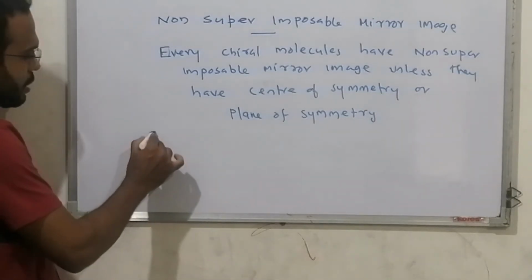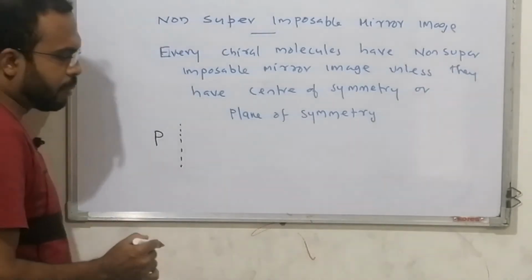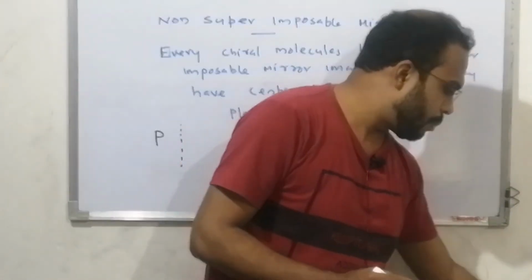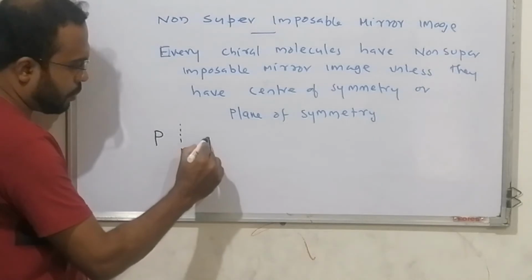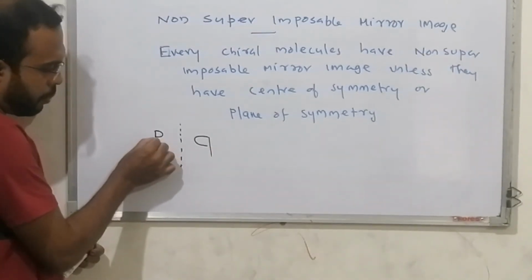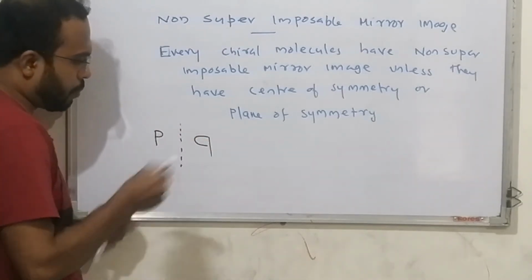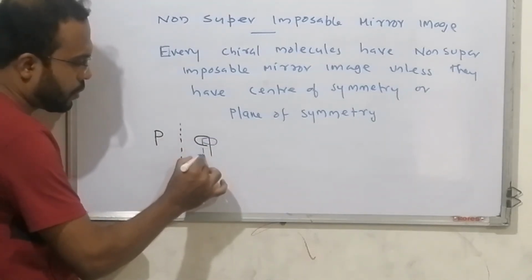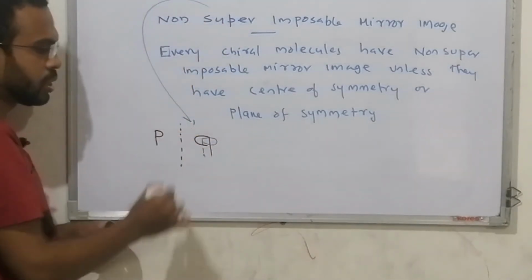I will tell you one simple example. Suppose you write P. You have a mirror here. How will the P be observed in the mirror? Tell me. Suppose this is a mirror. This is the P. Now you pick the P from here and bring it like this. It will be a non-superimposable mirror image. Therefore, this is called a non-superimposable mirror image.